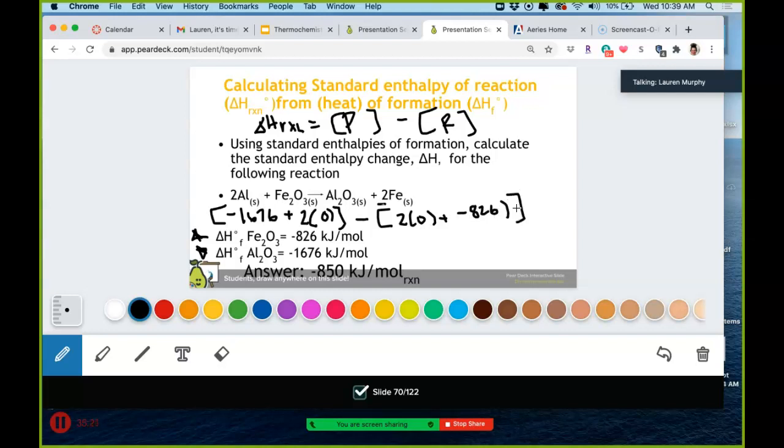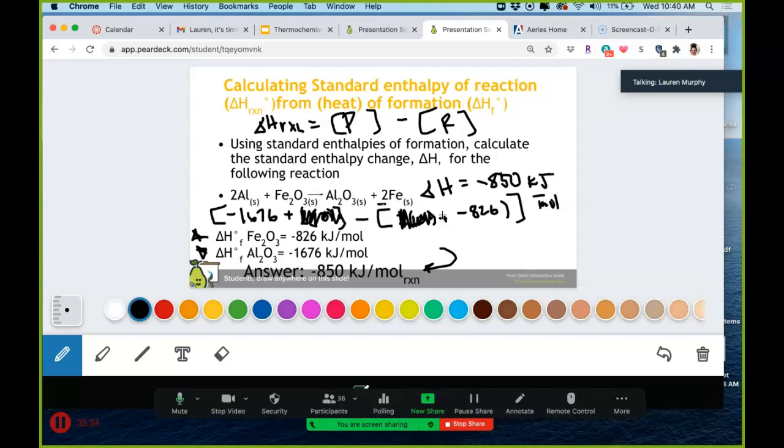So calculate this out. I do need you to be practicing in your calculators. 2 times 0 is 0. 2 times 0 is 0. So calculate this out. It's -1676 minus -826, and you should get -850. So the delta H for this overall reaction using enthalpies of formation is -850 kilojoules per mole, meaning this reaction is exothermic. This much energy is released, lost, given off, produced. Any questions on that calculation?